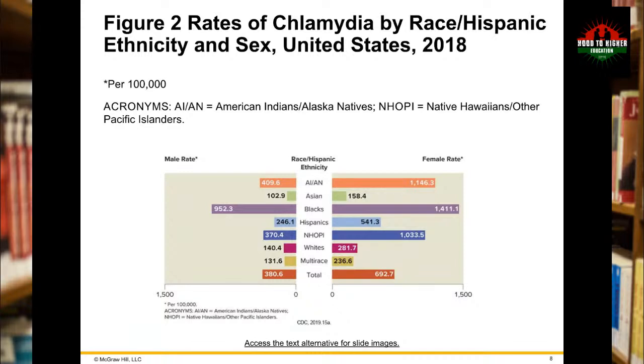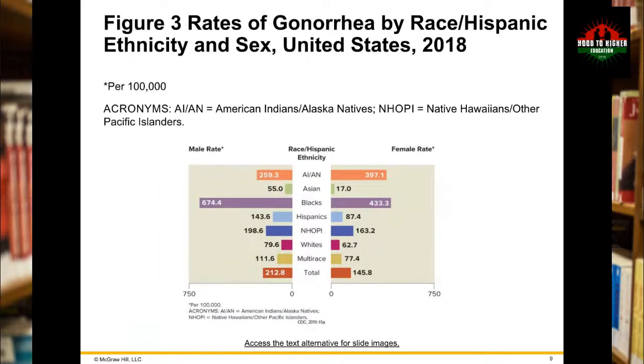Figure 2, rates of chlamydia by race, Hispanic ethnicity, and sex, United States, 2018. We're using the acronyms AI or AN for American Indians and Alaska Natives. For Native Hawaiians and other Pacific Islanders, you'll see the acronym NHOPI. Take time, take notes, and reflect. Figure 3.